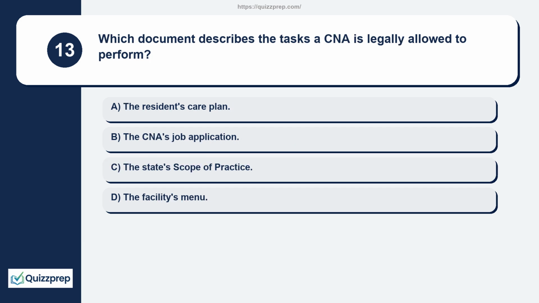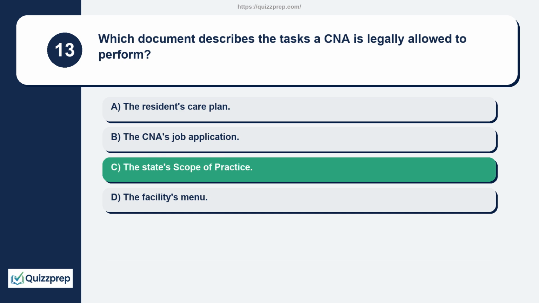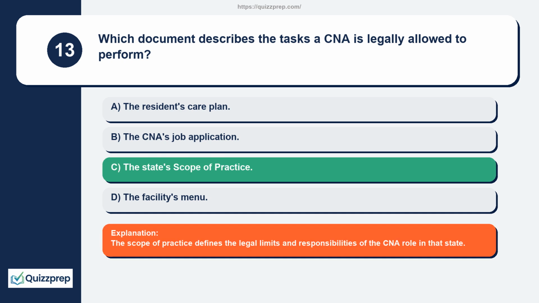Question 13. Which document describes the tasks a CNA is legally allowed to perform? The resident's care plan, the CNA's job application, the state's scope of practice, the facility's menu. The scope of practice defines the legal limits and responsibilities of the CNA role in that state.